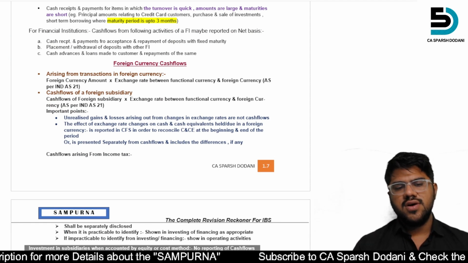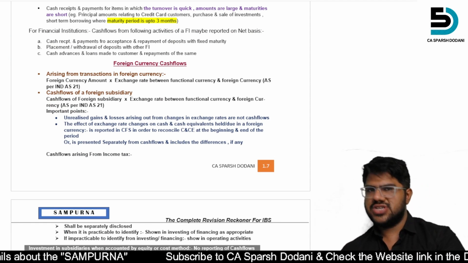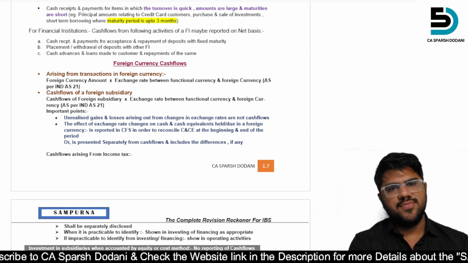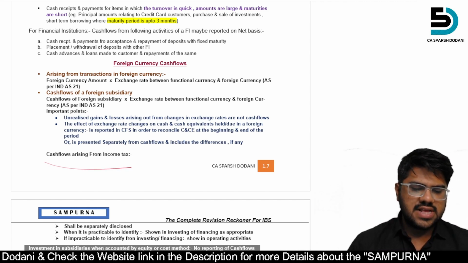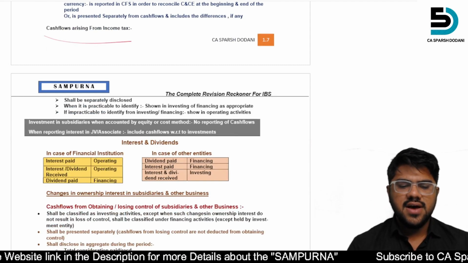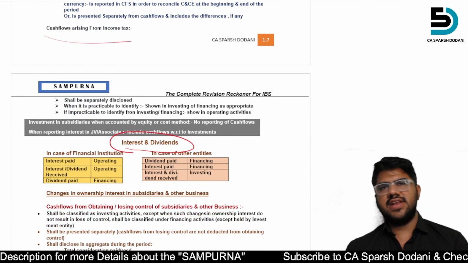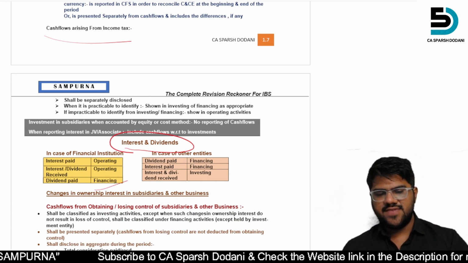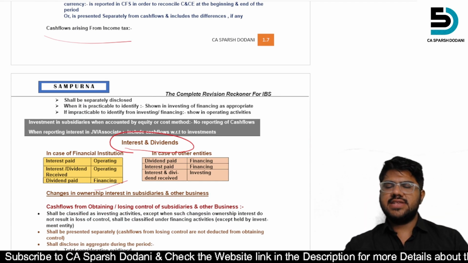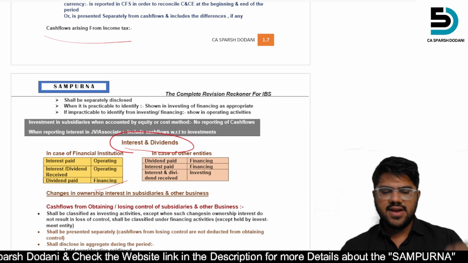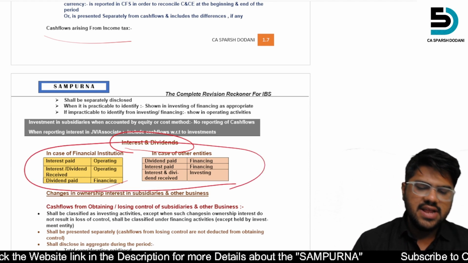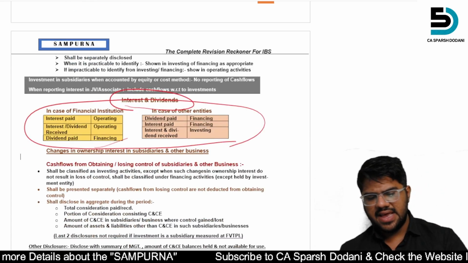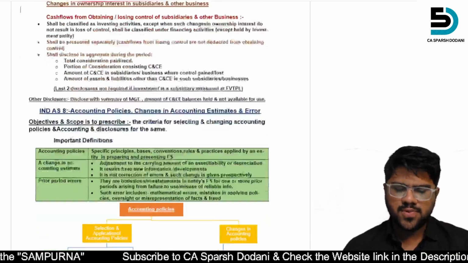So how you have to measure it and record it, and cash flow of a foreign subsidiary, how you have to measure and record. And then cash flows arising from income tax, basic चीज है. And what to do in the case of interest and dividend for financial institution, कब वो operating और financing. So there's a bifurcation when it is considered as operating, when it is considered as financing, and when it is considered as investing. The bifurcation is given here, it would be easy for you. Then changes in ownership interest in subsidiary and other business, basic है, कुछ ज़्यादा उसमें इतना प्रॉब्लम नहीं है.